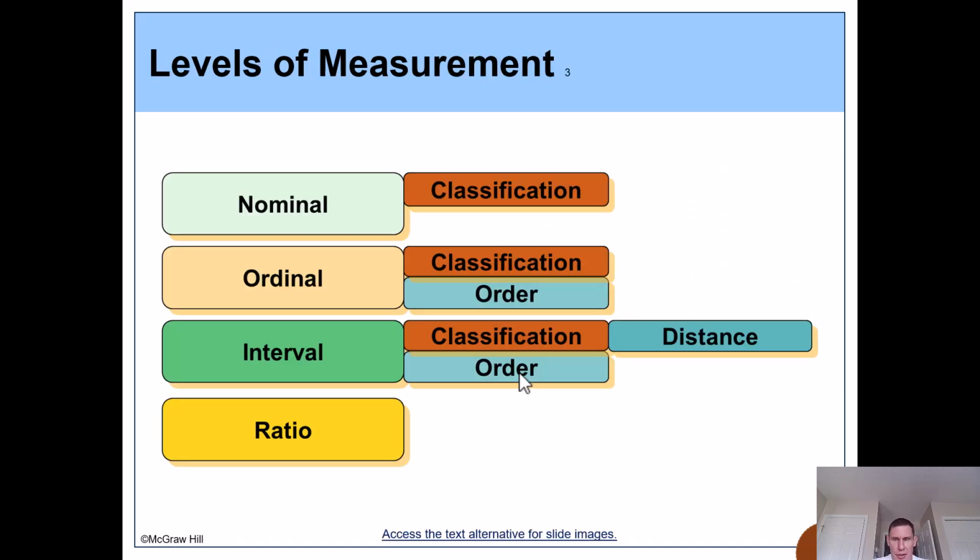Next is interval. So there's a classification order, but what's different here is because you might look at ordinal and you might look at interval and say, I don't really, there doesn't seem to be any difference between the two. There is a subtle difference, and that is that there's a distance, there's like an equal distance between each of the classifications.